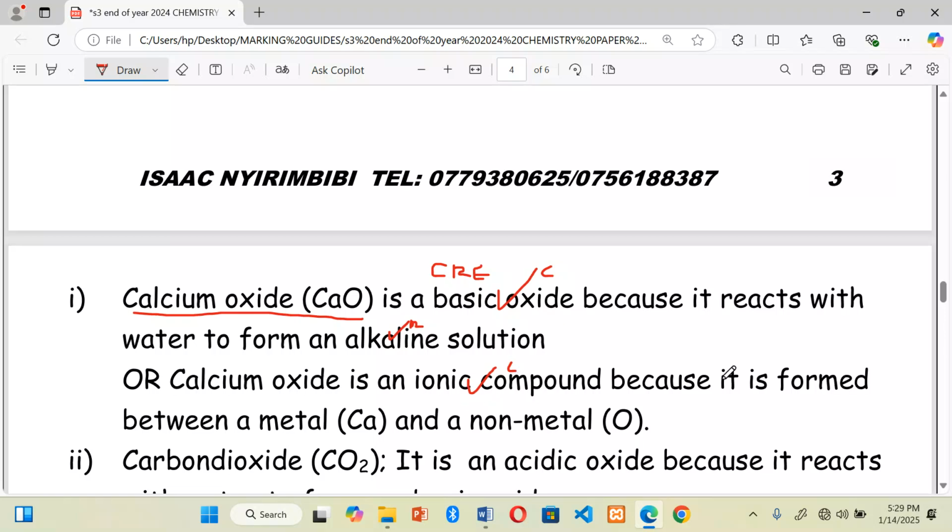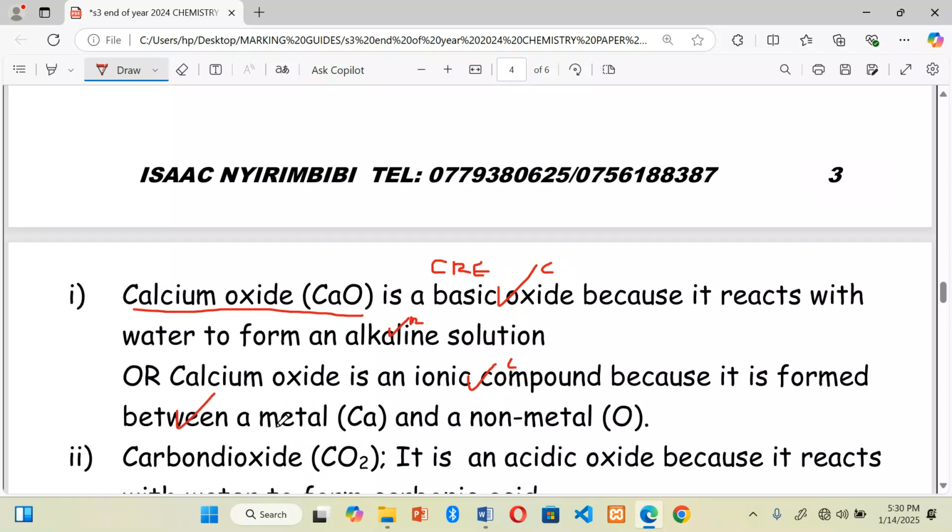Ionic compound, because it is formed between a metal, that is calcium, and a non-metal. I believe you recall very well that bonds formed between a metal and a non-metal, involving those electrons, is what we call an ionic compound. In an ionic compound, there is transfer of electrons from a metal to a non-metal. So that's why we can ably say that this is an ionic compound. This is also another way someone could give this, and this is the reason.